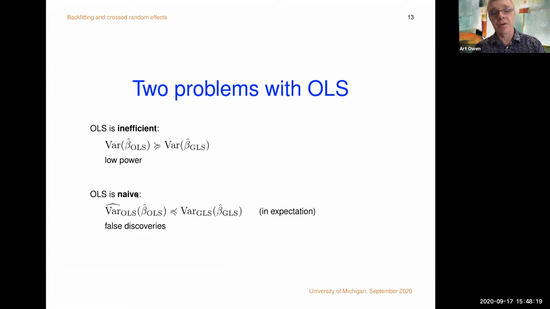Ordinary least squares is also naive. The variance you think you have can be way less than the variance you really have. So then you're going to get false discoveries. Those are type 1 errors. Usually there's a trade-off. You're going to either get more type 1 errors or more type 2 errors, but OLS can give you both. That's not something we often see. So it's not always a trade-off between the kind of errors you're going to get. Sometimes you can get more of both kinds of errors.